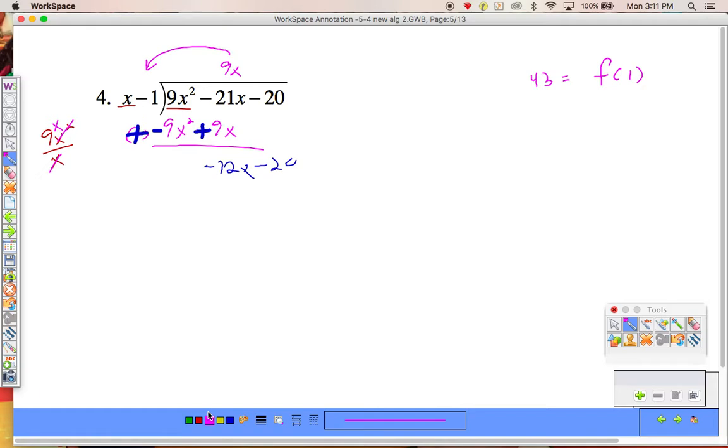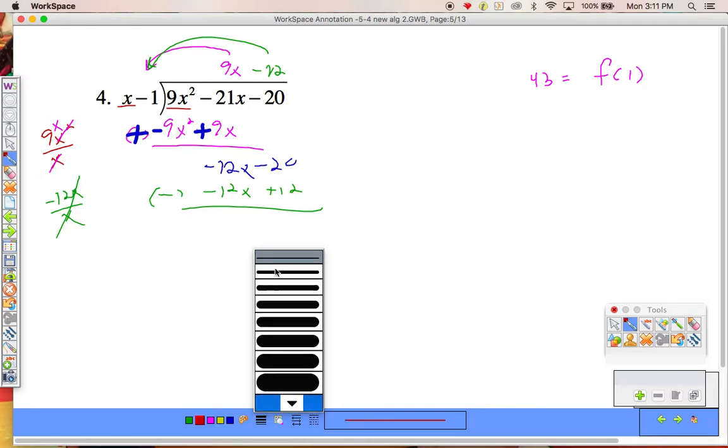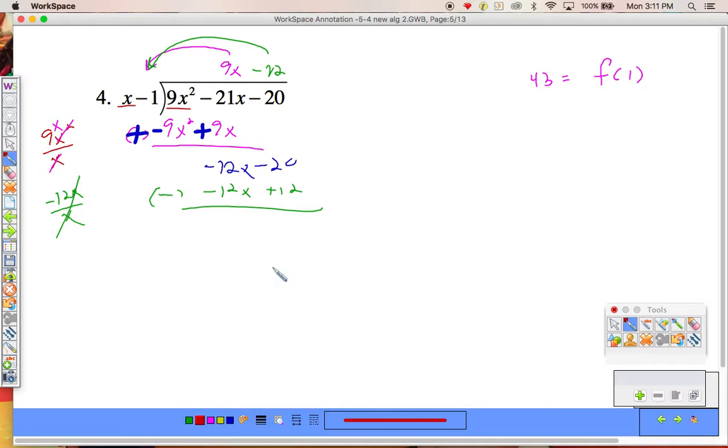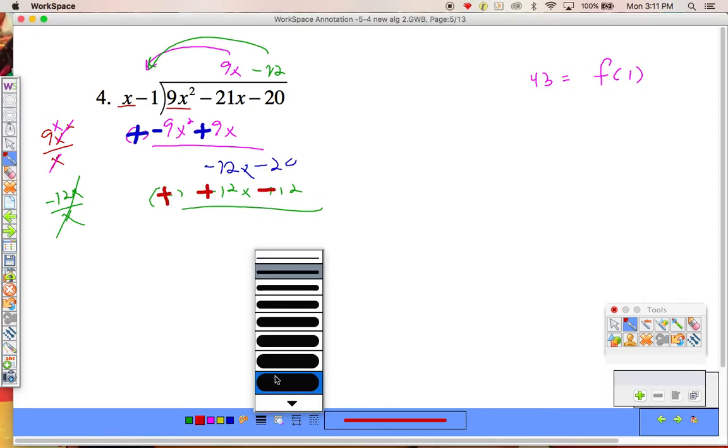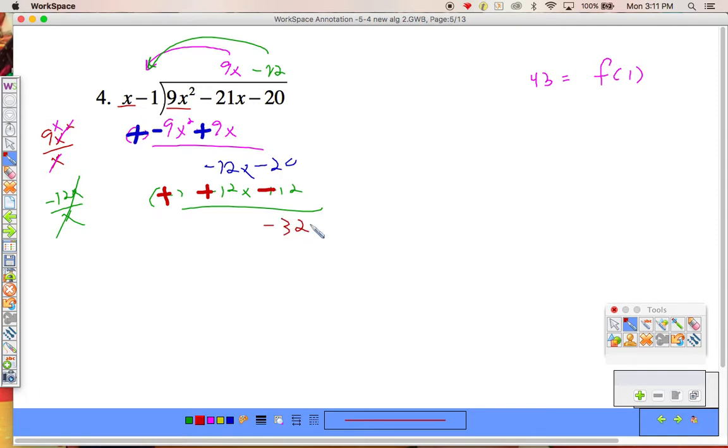Now I do it again. Negative 12x divided by x is just negative 12. I'm going to distribute negative 12x plus 12, and I'm going to subtract. If you can do the subtraction without changing it, that's great. If not, add the opposite. I'm going to get a remainder of negative 32. So I'm going to write 9x minus 12 plus a negative 32 over x plus 1.